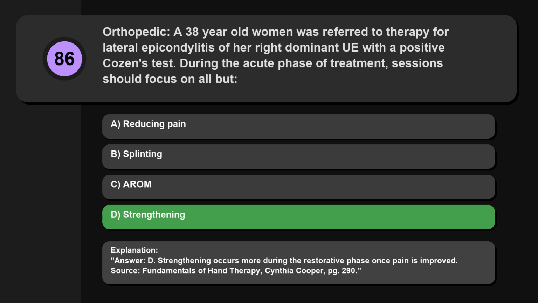Strengthening. Answer D. Strengthening occurs more during the restorative phase once pain is improved. Source: Fundamentals of Hand Therapy, Cynthia Cooper, page 290.